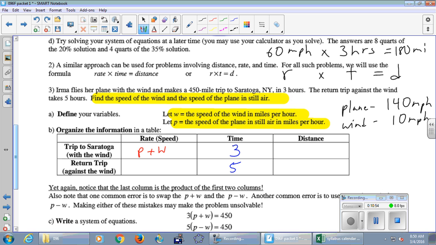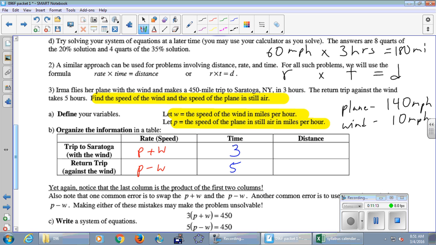Looks quite different from all the other entries we've put in that column so far. This one has both variables in one slot. Against the wind, P minus W. For all of these kinds of problems, it's a P plus W and a P minus W. There's nothing else it can be.